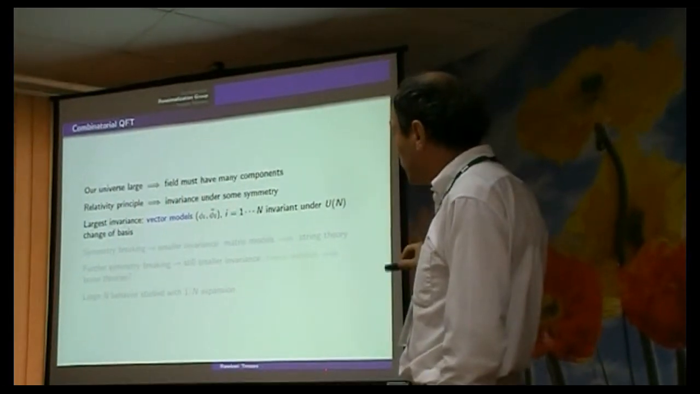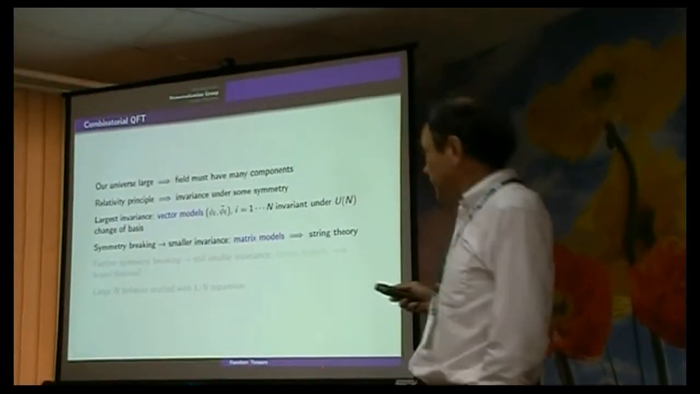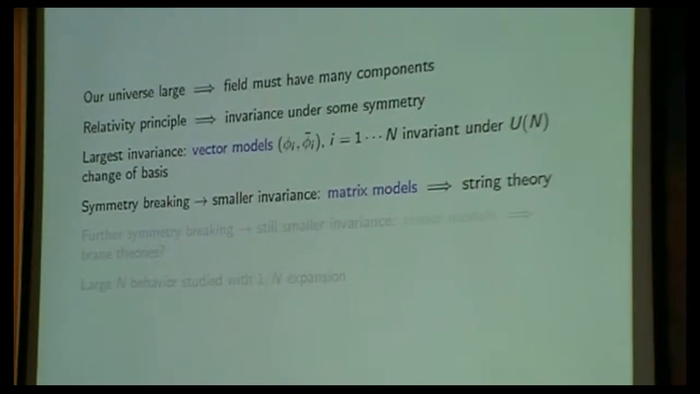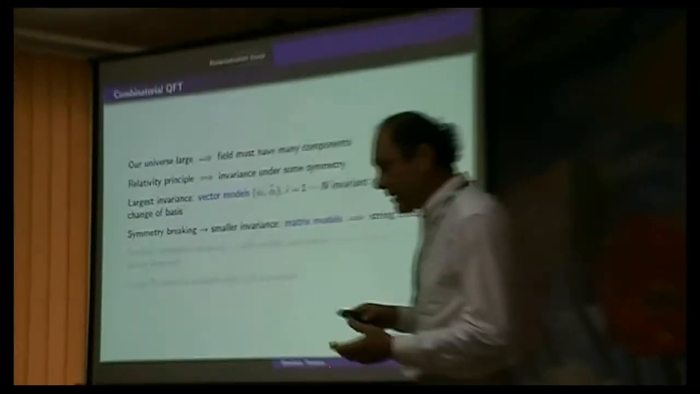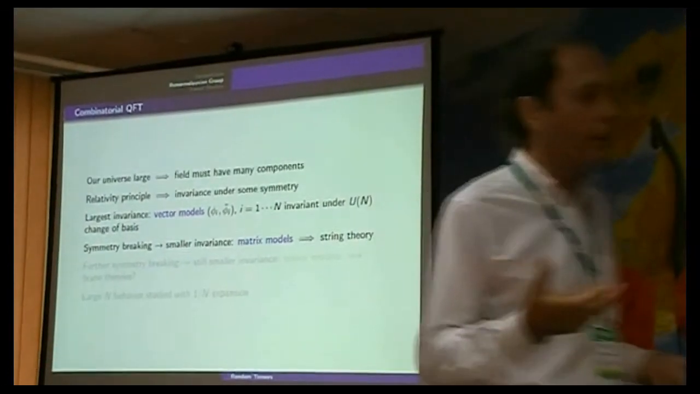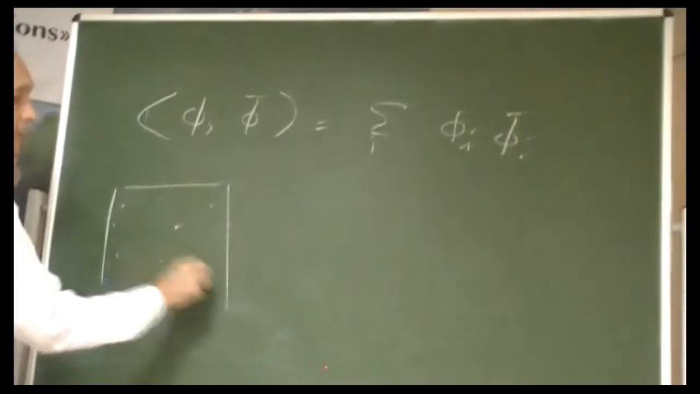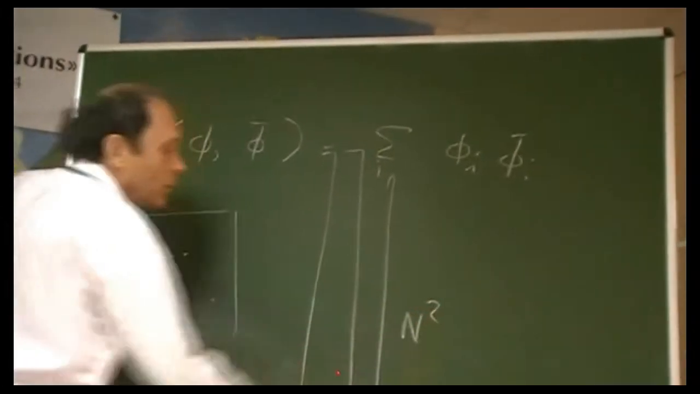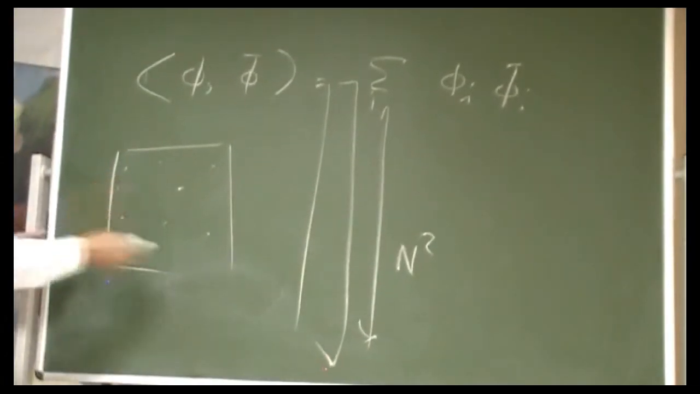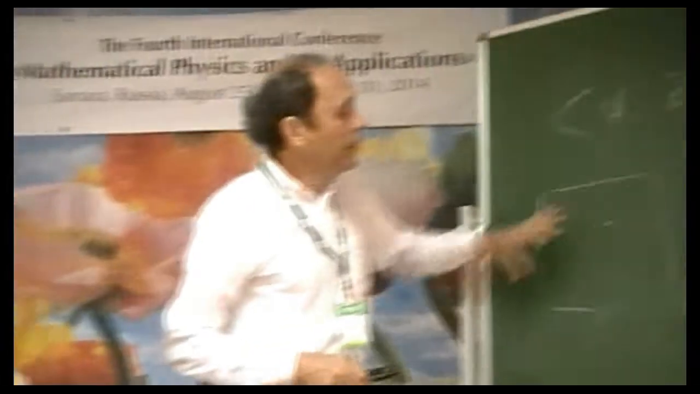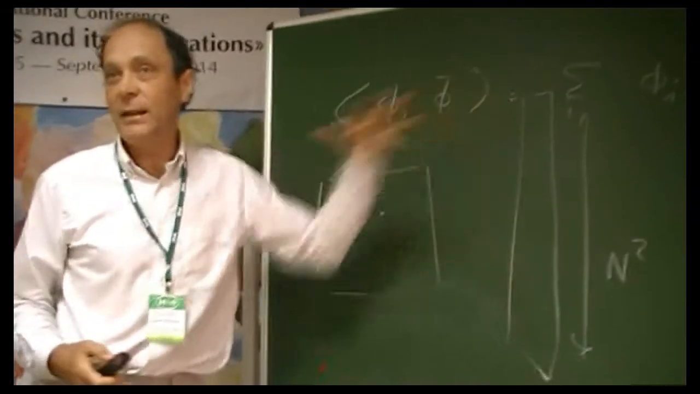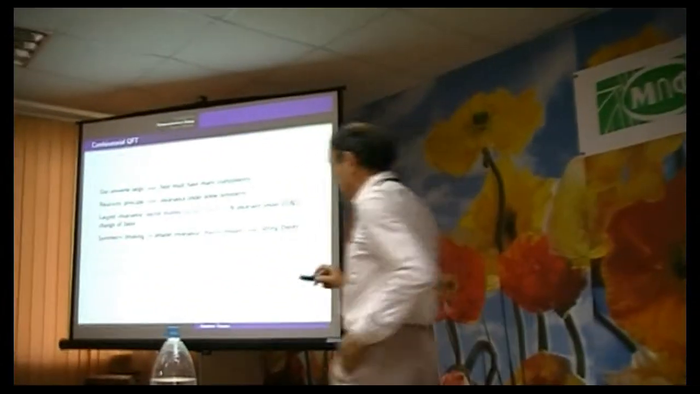How do you go from a vector to a matrix? Well, one way you could see going from a vector model to a matrix model is by breaking some invariance. Why? Because if you have an n-by-n matrix, it's an array of n square numbers. But of course, this array you could also write as a very long vector of size n square. So a matrix is a vector, but why do you call something a matrix rather than a vector? Just because you would consider an invariance which corresponds to change of basis here and here and not here. So it's the invariance which tells you that something is a matrix instead of being a vector.